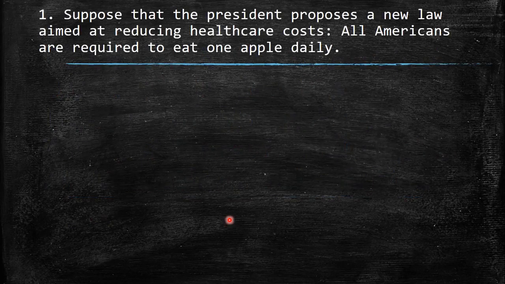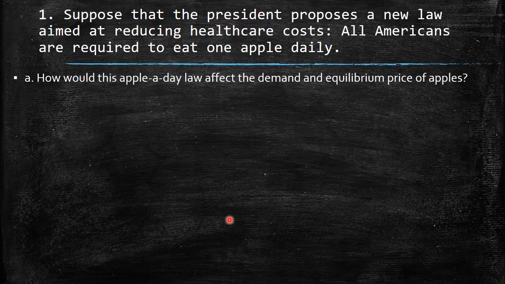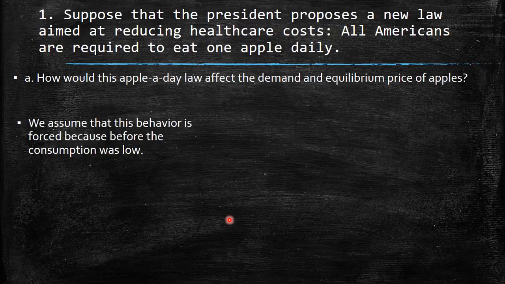The first question says, suppose that the president proposes a new law aimed at reducing healthcare costs. All Americans are required to eat one apple daily. How would this apple-a-day law affect the demand and equilibrium price of apples? Before going to this question, I would assume something. We assume that this behavior is forced because before, the consumption was low. So that's the basic frame.